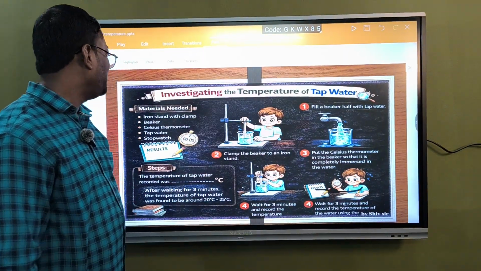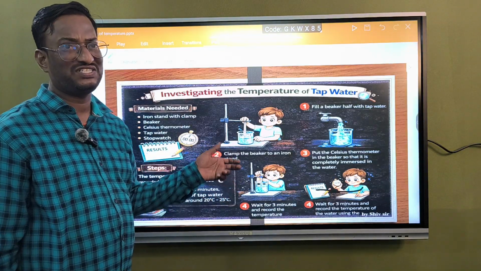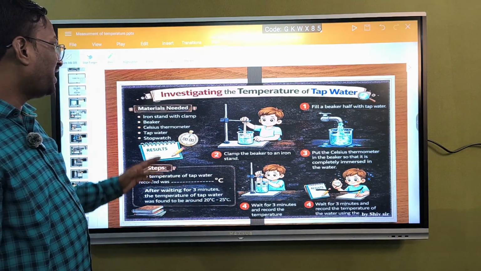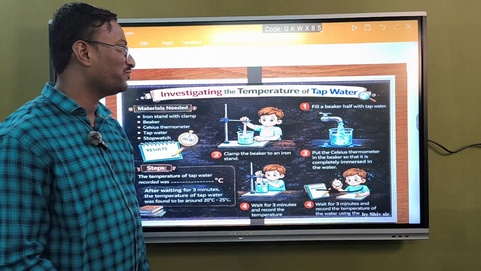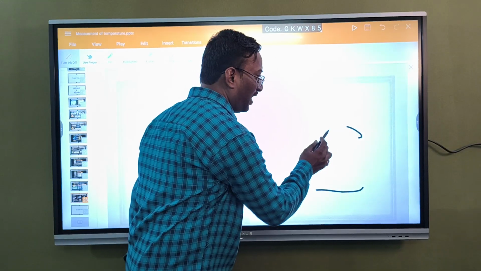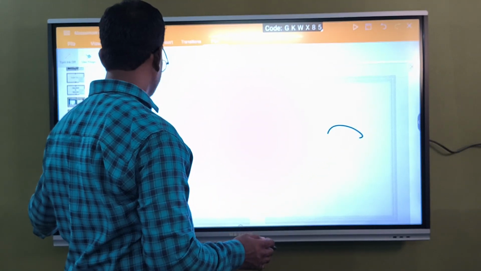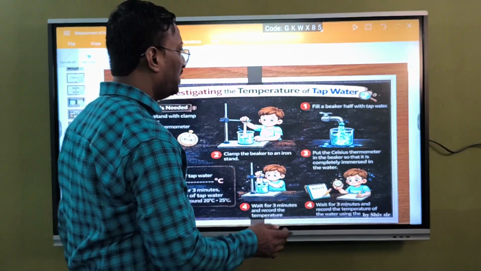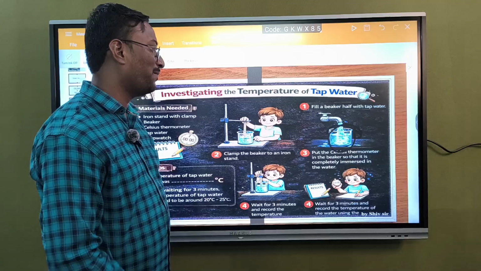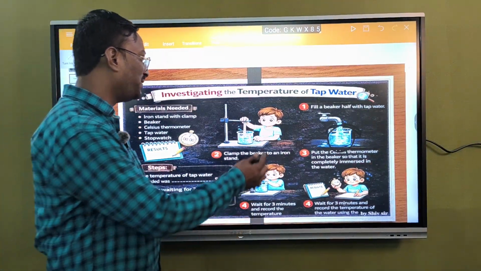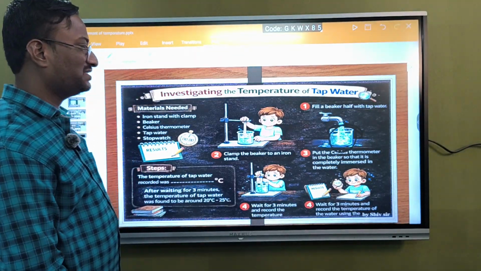Now we have a tap water investigation, an activity. What we need: iron stand, beaker, Celsius thermometer, tap water and stopwatch. First, take a beaker and fill it half with tap water. Next, clamp the beaker to the iron stand. That is the second step.